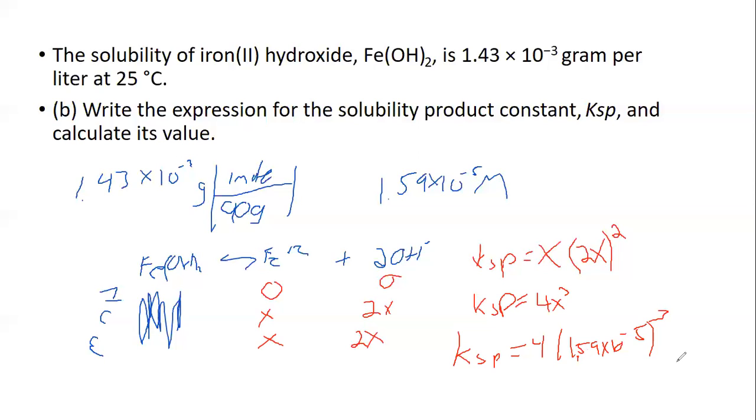All right, so now we just type this in. 1.59 times 10 to the negative fifth, raise it to the third power, we're cubing it, and we multiply it by 4. We get a very small number, 1.61 times 10 to the negative 14th. That's the KSP value. All right, last question.